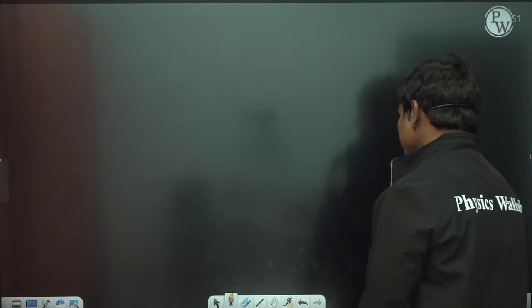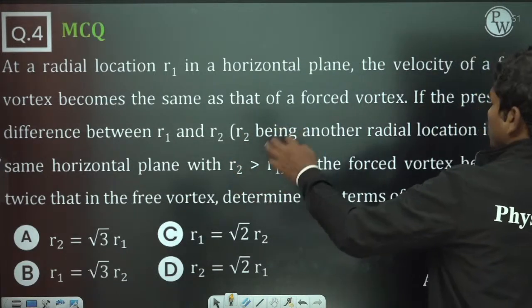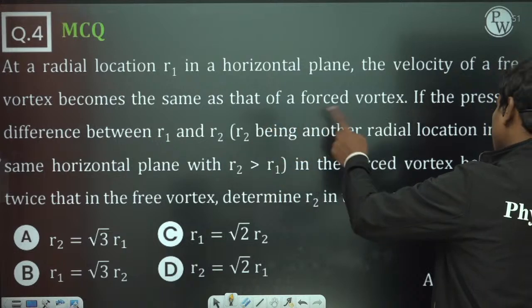Means basically you have a horizontal plane, so there is a horizontal vortex flow. In a horizontal plane, there is no difference in Z. So in a horizontal plane, what's happening at two different locations, R1 and R2? Okay, so let us see. At a location R1, the velocity of a free vortex becomes the same as that of a forced vortex.